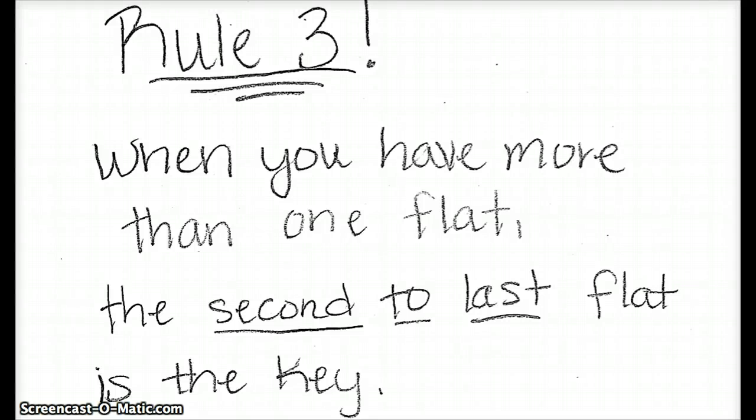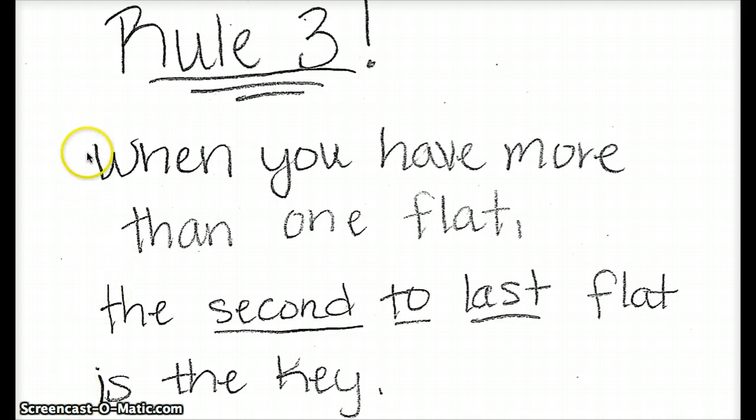Hi guys! Well, we've talked about the order of sharps and flats, and we talked about the first rule, which was if there's no sharps or flats, you're in the key of C major, and the second rule, which was that if you have one flat, you're in the key of F major. Well, now we're going to talk about what happens when you have more than one flat. So if you have two or more flats. And this is rule number 3.